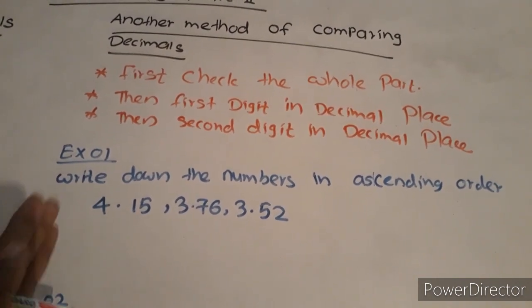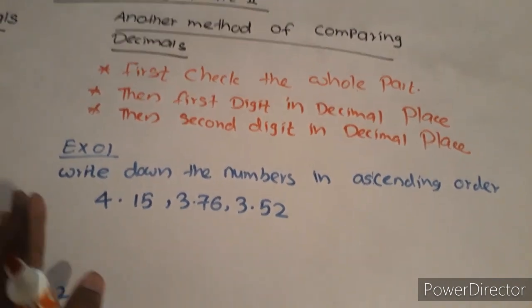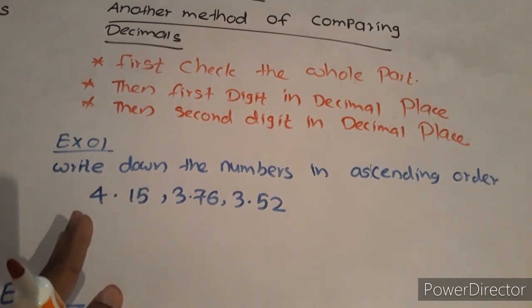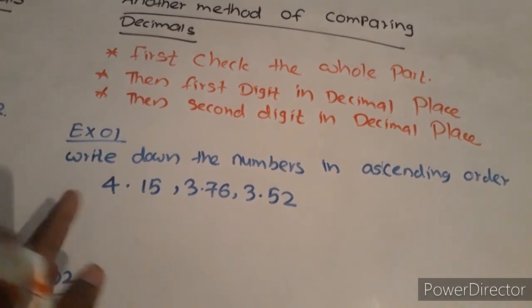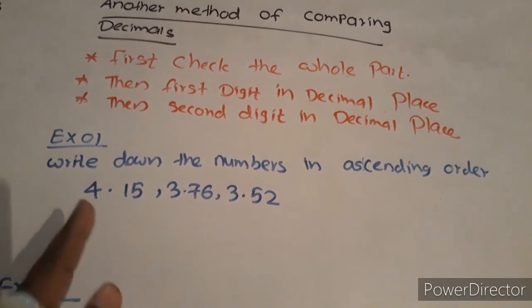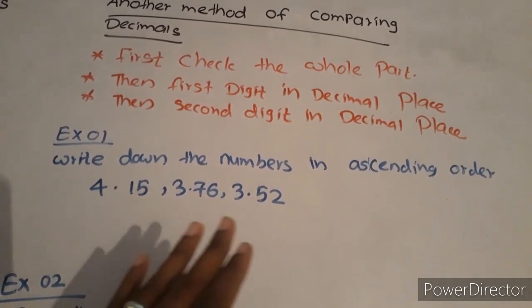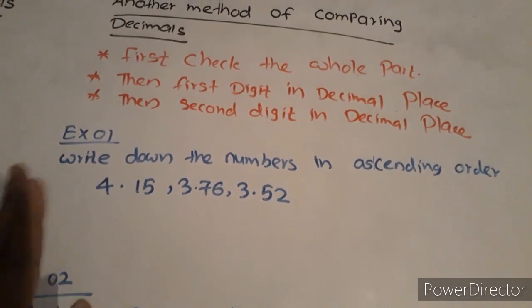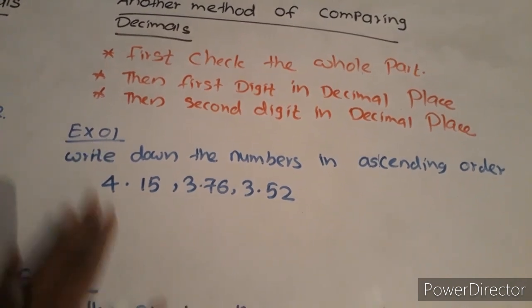Then if the whole part is the same, we have to move on to check the digit in the decimal place, the first digit in the decimal place. Then we can choose which is greater. If the first digit in the decimal place is also the same in the given numbers, then we have to check the second digit in the decimal place. That's what you have to follow.